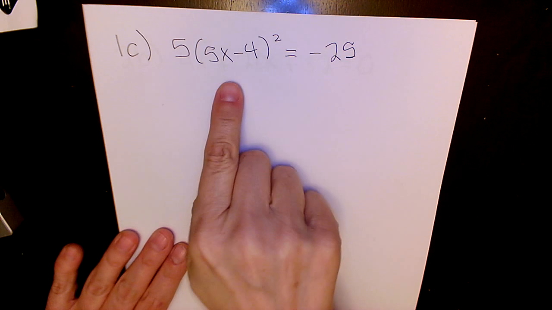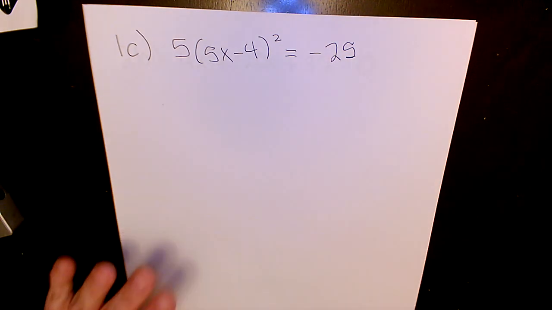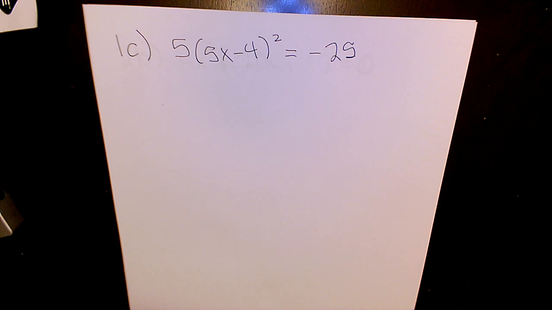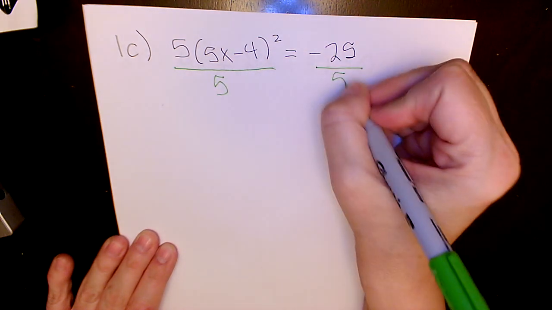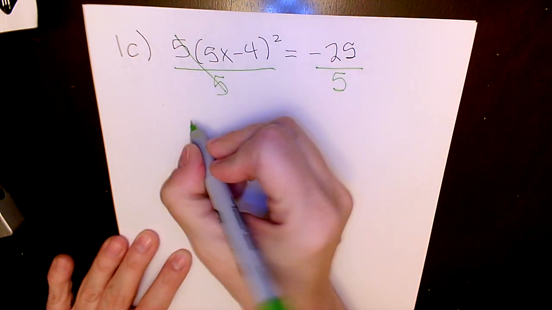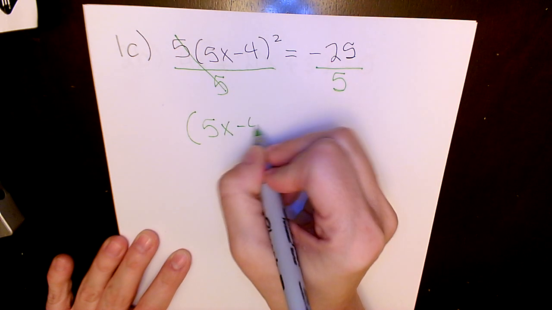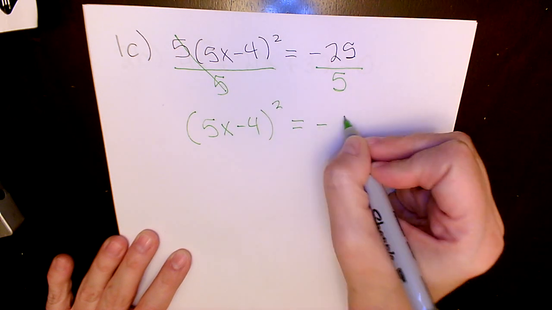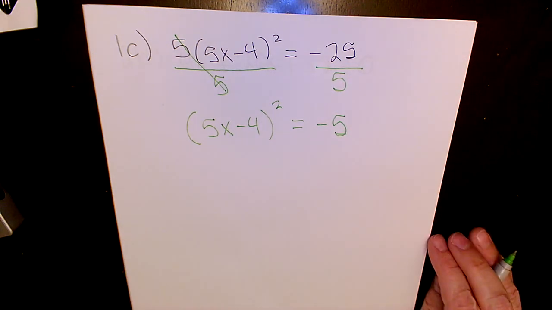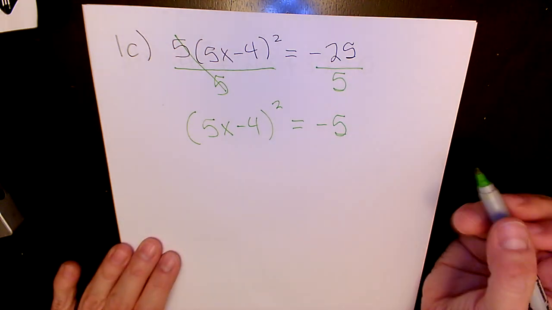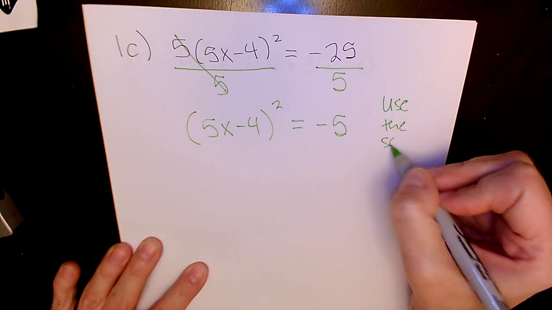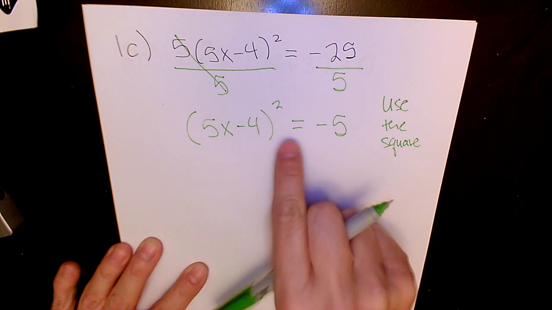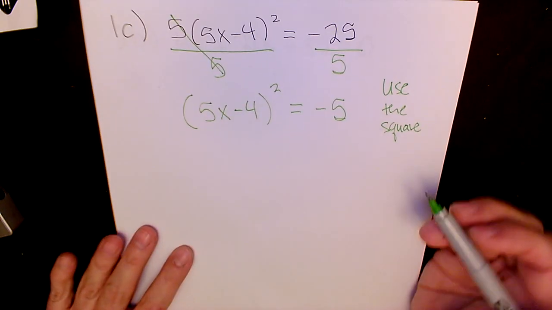and the first thing I want to do is divide both sides by 5. So those cancel. And we're going to use the square root method, right? So whenever we see something squared, we're going to use the square root method.